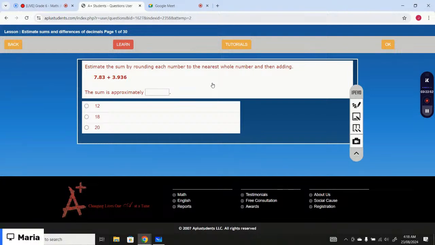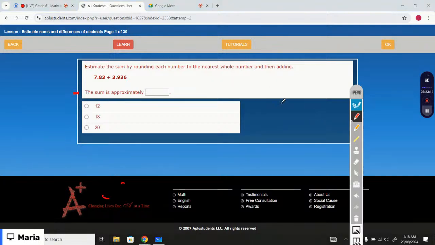Okay, the first lesson is estimate the sum by rounding each number to the nearest whole number and then adding, right? That is 7.83 plus 3.9. So you have to round both the numbers to the whole number. You have 7.8. Look at the decimal. After the decimal point, you have 8, right? That means that 8 is greater than 5, so you need to round up. It would be rounded off to 8.